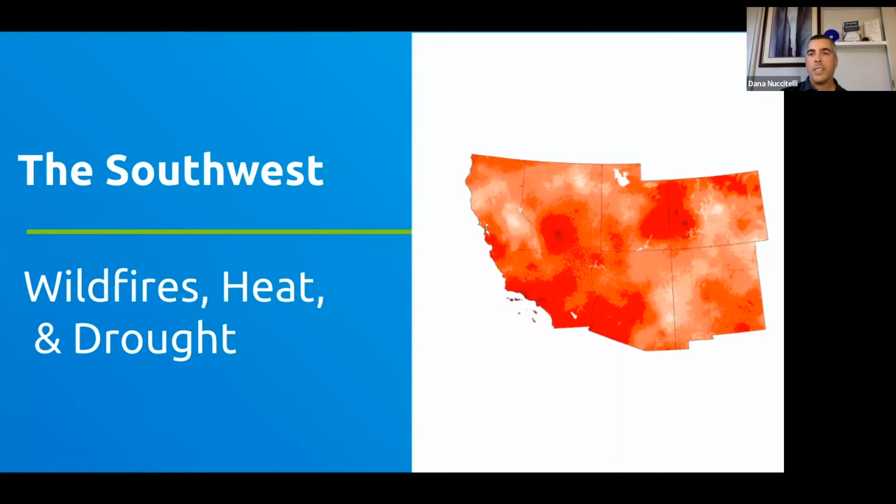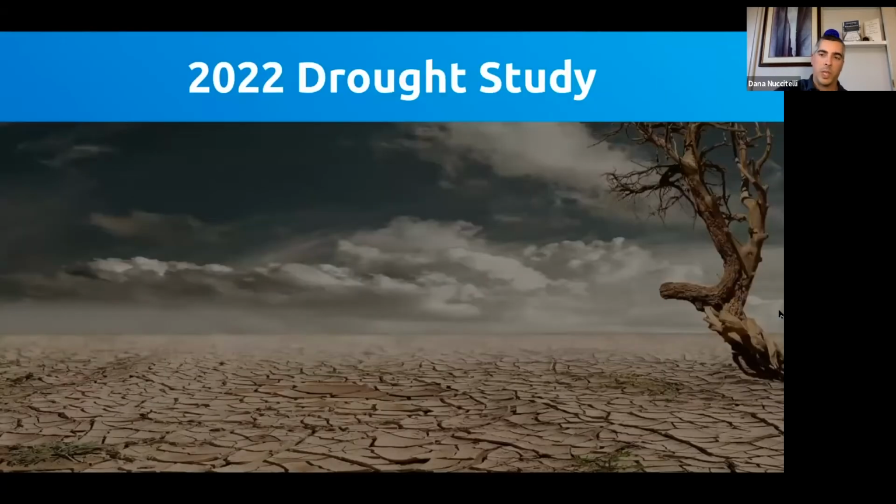So then in the Southwest, that's my region, we get to worry about wildfires and heat and drought as our worst climate change impacts. California also has sea level rise, but that's just along our coast.